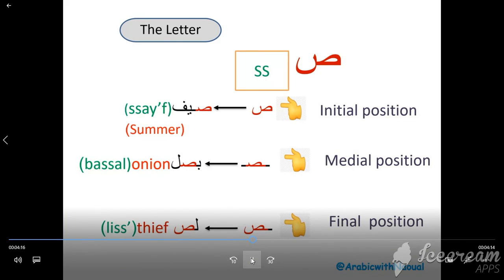The letter Sad. In the initial position it is written like in the word صيف, in the medial position like in the word بصل, and in the final position like in the word ليص.